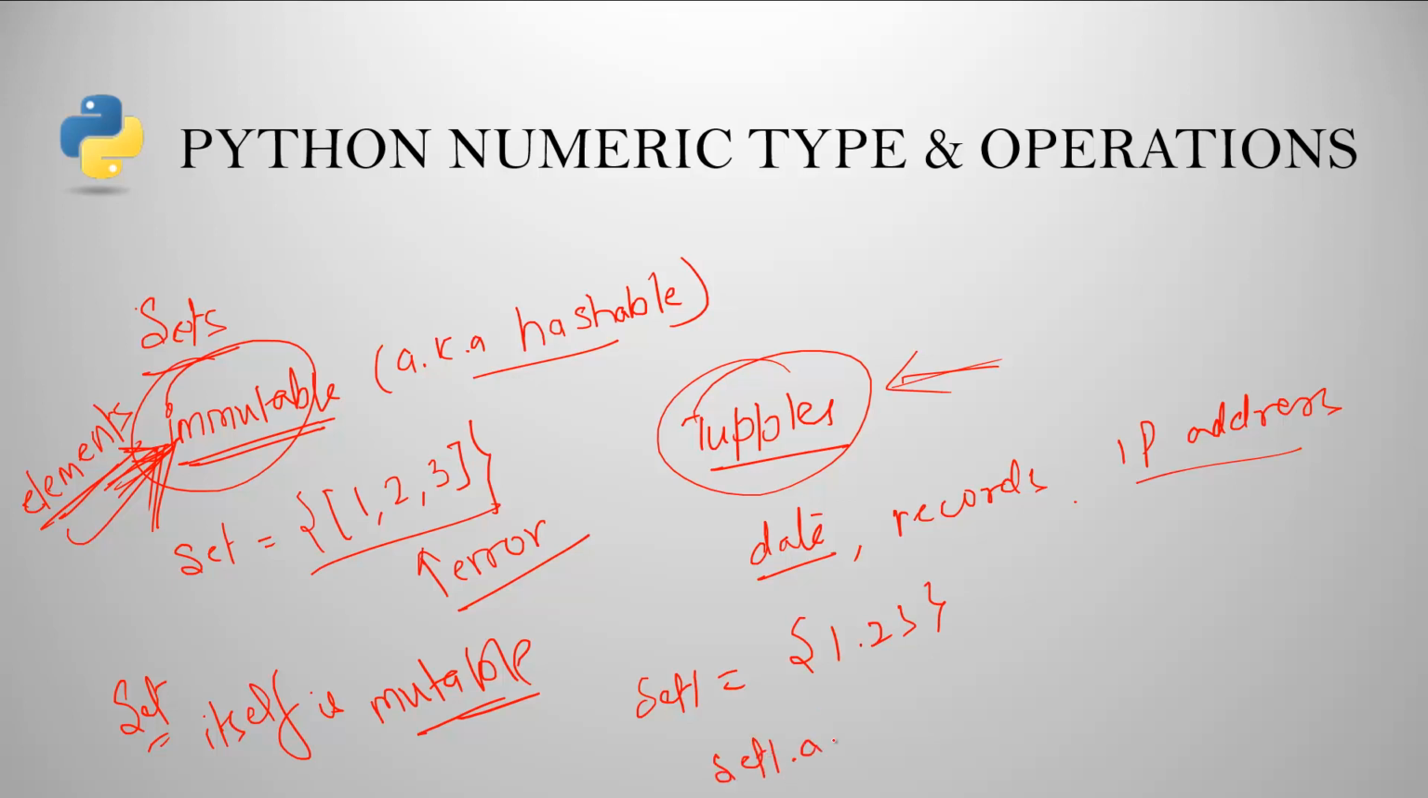For example, we have seen that if you create set1 with 1.23, we can add another element here. So the resultant is set1. Earlier the set had only one element, now it has two elements. So it can grow and shrink accordingly. It also means a set cannot be nested with another set directly, meaning we cannot add a set inside a set.